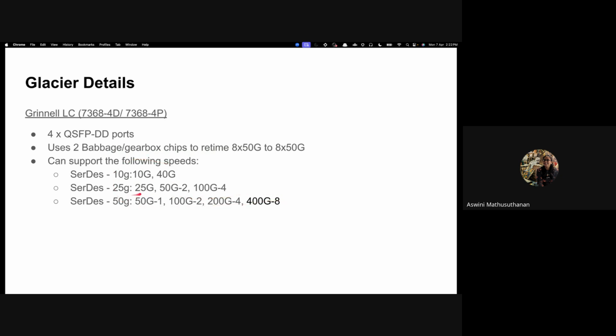Whatever is supported by 25 gig, it can operate as 50 gig in 2 lanes and 100 gig in 4 lanes. And the same for 50 gig: one lane is 50 gig, 2 lanes is 100 gig, 4 lanes is 200, and 8 lanes is 400. So these are the speeds supported and the SerDes speeds supported.